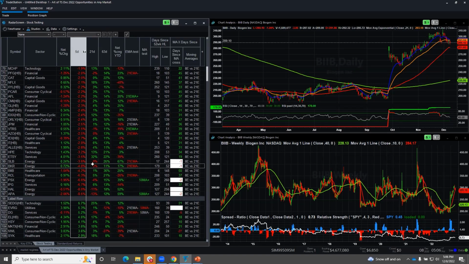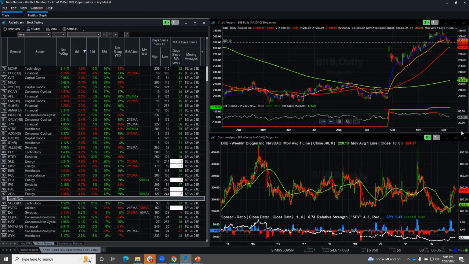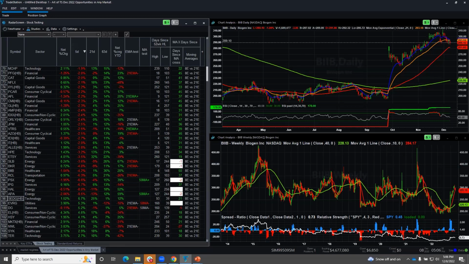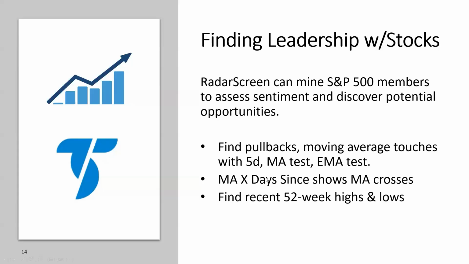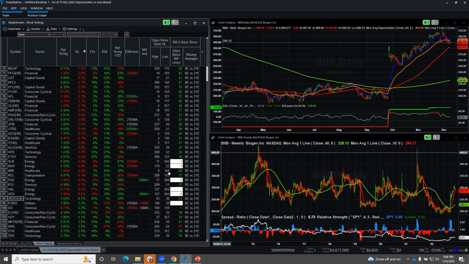Very simple method, and I use it all the time. And mathematically, it's always going to find these opportunities, because they have to be up in the last 3 months, and then they have to be down in the last week. Otherwise, it wouldn't pop up. So that's one method right there. Okay. Another thing is to look for the recent moving average crosses.